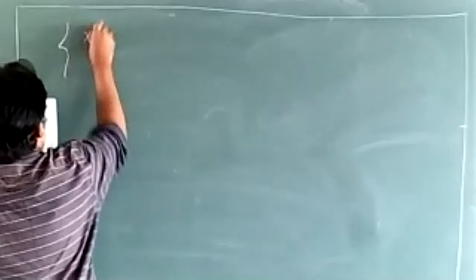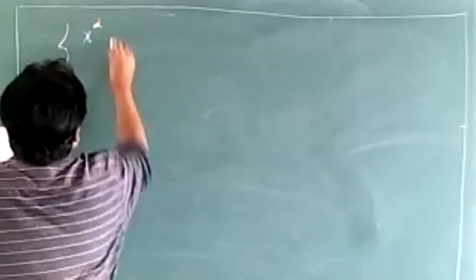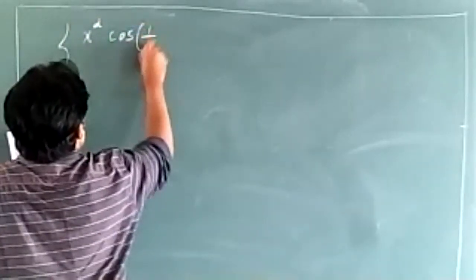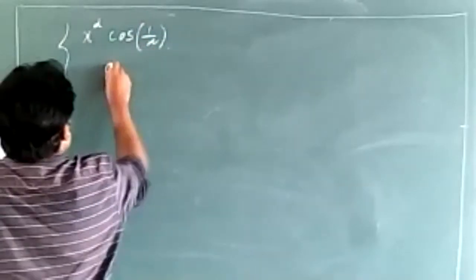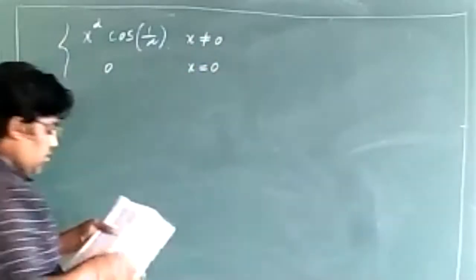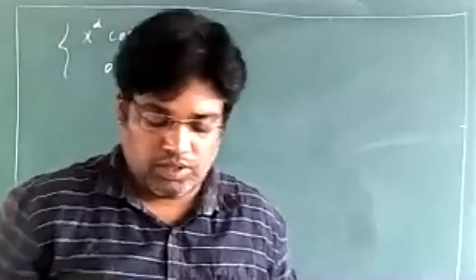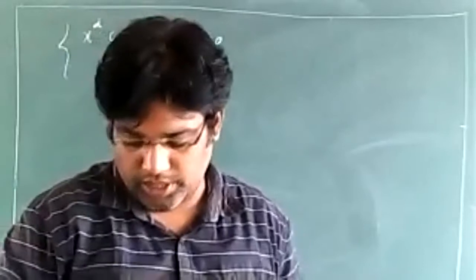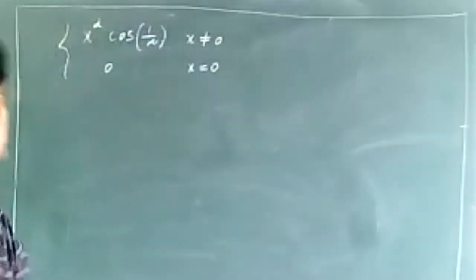So coming to the second problem. Given f of x is x power alpha into cos of 1 by x for all x not equal to 0, and 0 for x equal to 0. It is continuous at x equal to 0, then alpha is less than 0 or greater than 0, we have to check out.